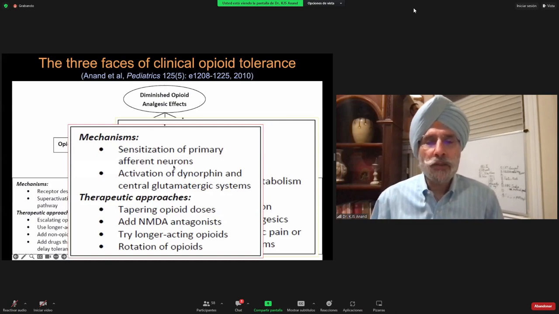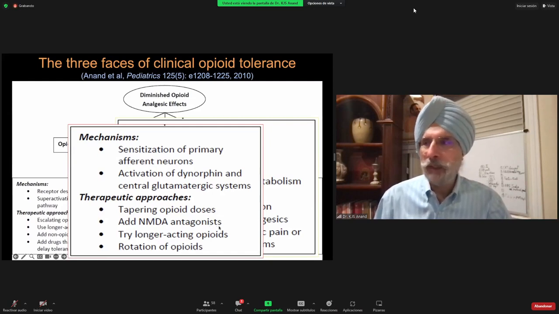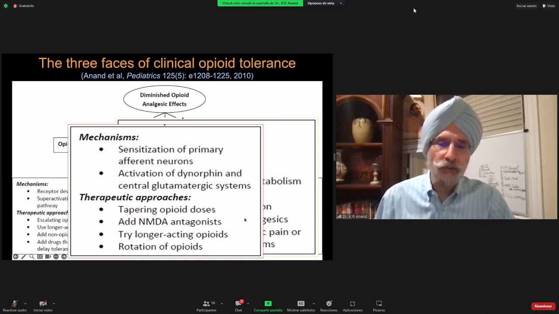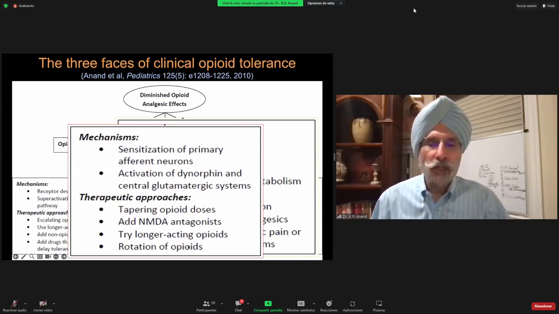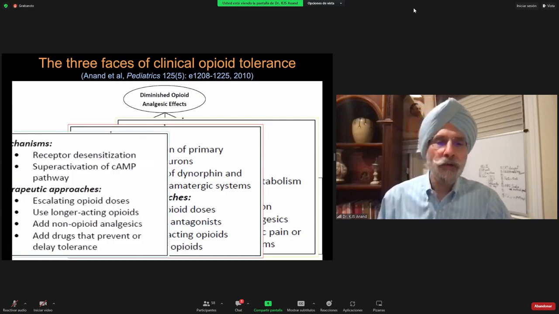And in this situation, tapering of the opioid doses can actually produce better analgesia. If you add an NMDA antagonist, memantine or ketamine or other things, then those specifically block the mechanisms of opiate-induced hyperalgesia. You can also try longer-acting opioids like methadone or etorphine, or a rotation of opioids, because you have different receptors being stimulated by different opiates.